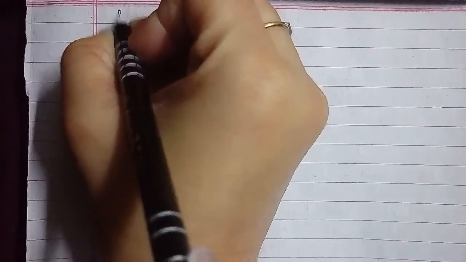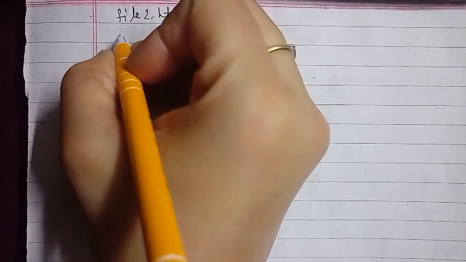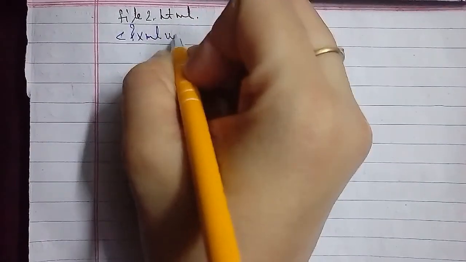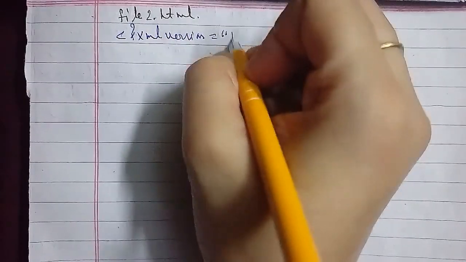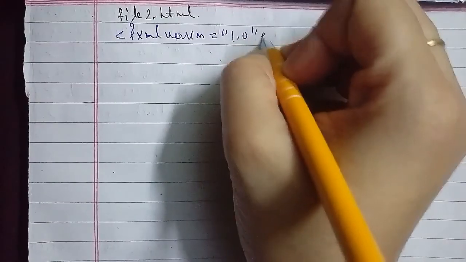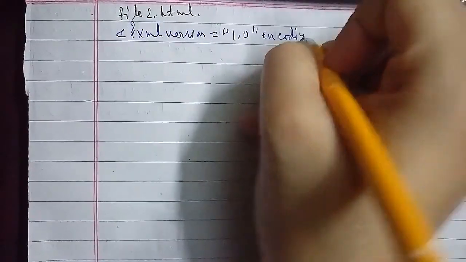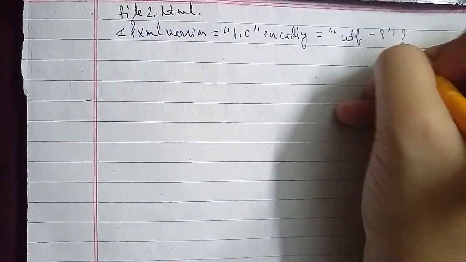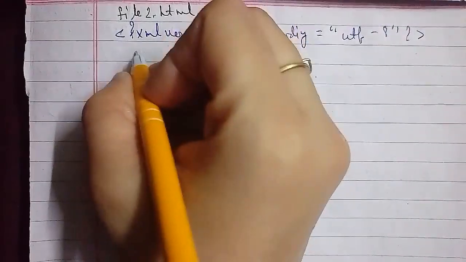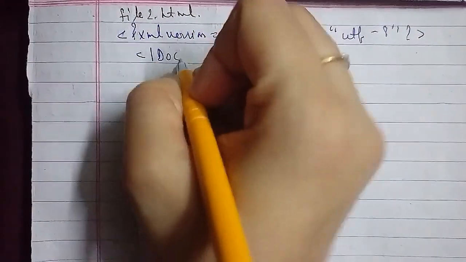So the next we have is your file2.html. With regard to it, I will write down the code for that as well, for file2.html here. That is your question mark XML version equals to 1.0, encoding equals to UTF-8, and then after that doc type.